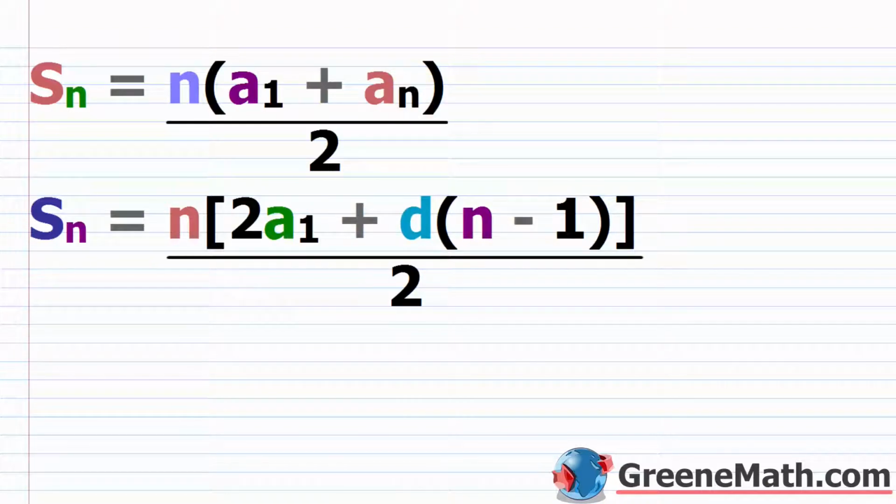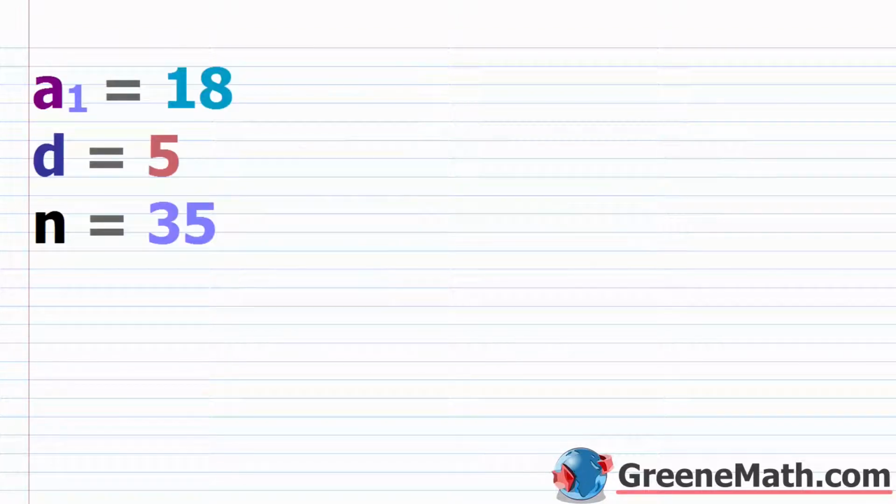So let's look at an example. So we're given the following information. We have a sub 1 equals 18. We have d, which is 5, and n, which equals 35. So basically what we're asking for here is the first 35 terms of this sequence, we want the sum of that. So this would be our arithmetic series here. So basically we're trying to find S sub 35.